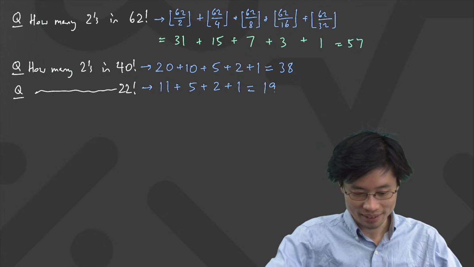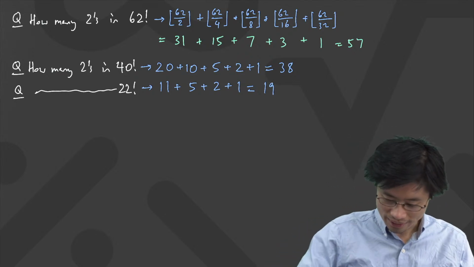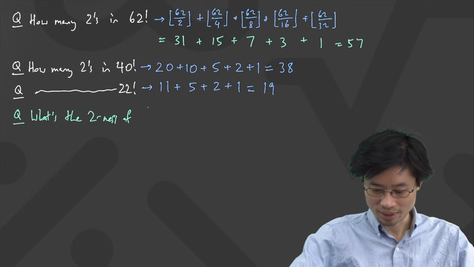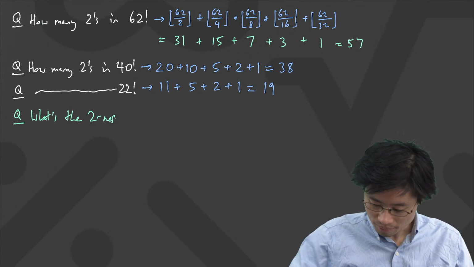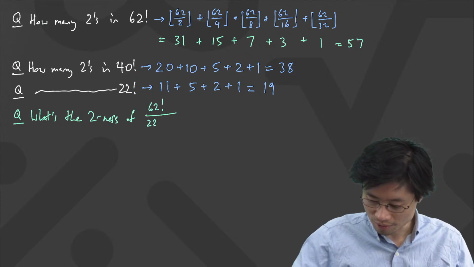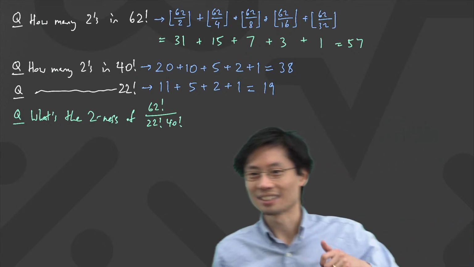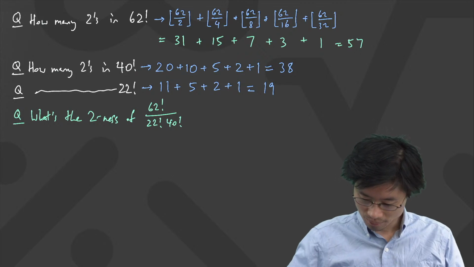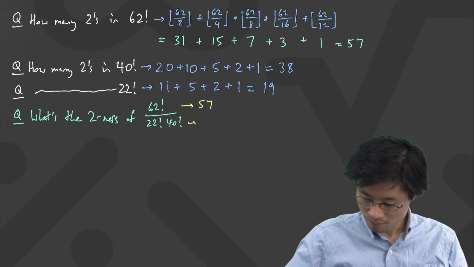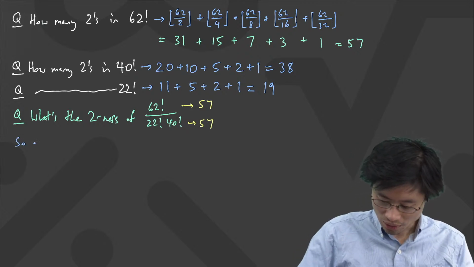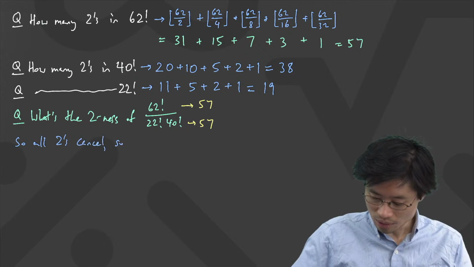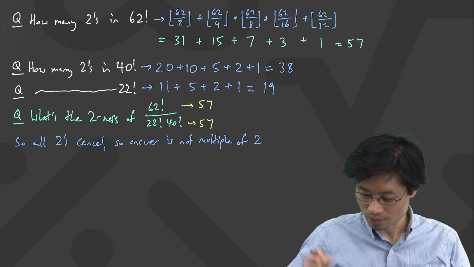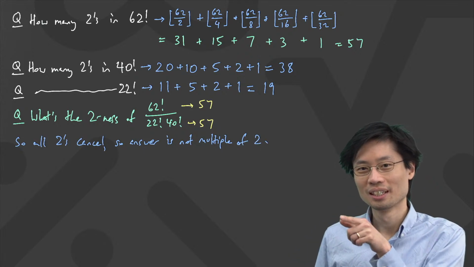Okay, so can anyone tell me what's the 2-ness of 62 factorial over 22 factorial 40 factorial? Ah, this is interesting. Isane, what do you see? So it's actually 0, meaning that the ending digits won't be the one finished by 0, but moves to the 5. Aha, so all the 2's cancel. So the answer is not a multiple of 2. That's powerful. The answer is not a multiple of 2.